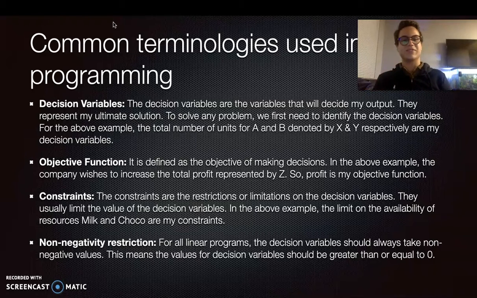Then there's the objective function, which is what is defined towards the decision making. How will this set of rules give us the answer? Of course, there are the constraints, which are the limitations of our problems, and non-negativity restrictions, which for all linear programs that we're going to be encountering means the decision variable should always take non-negative values. Meaning all these decisions should be greater than or equal to 0.